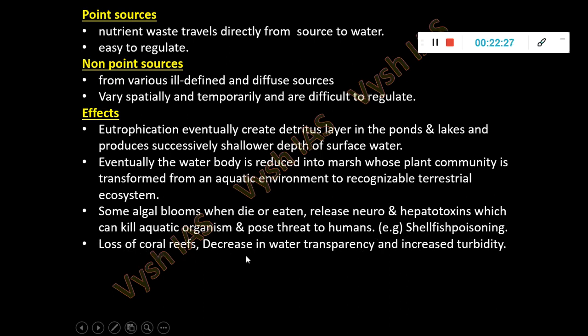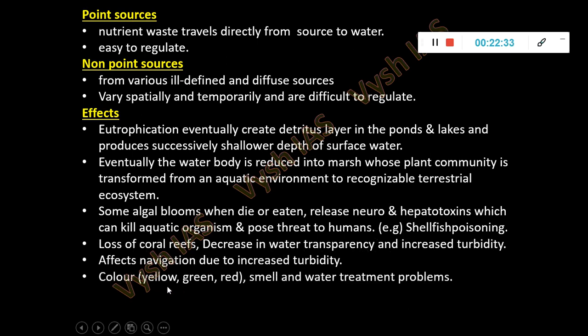Now, loss of coral reefs, decrease in water transparency and increasing turbidity, affecting navigation due to increased turbidity. Then color can be yellow, green or red. Okay, we told green is there, yellow is there, red is there, based on the different types of algae. And different smell will be there, water treatment problems will be there. So many things happen as a result of these.